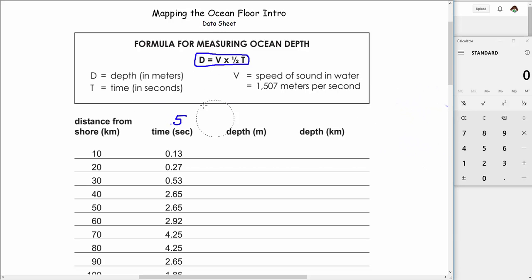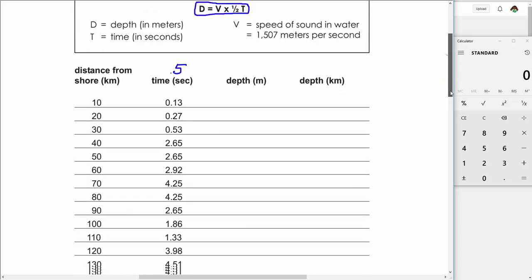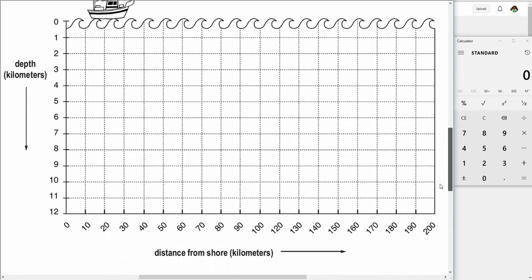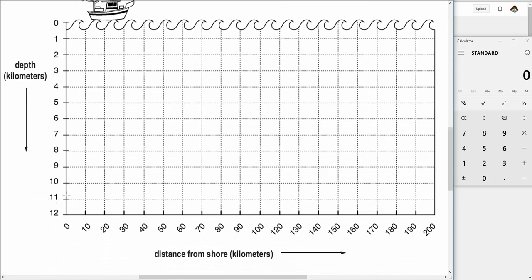Okay, so let me get rid of that because that just looks disgusting. And we'll keep all those. Let me go back to my pen. So, distance from shore, 10 kilometers away. The time is 0.13 seconds. We're going to take half of that and come up with the depth in meters, and we have to convert it to kilometers, because this map on the back of your paper is talking about kilometers distance from shore.